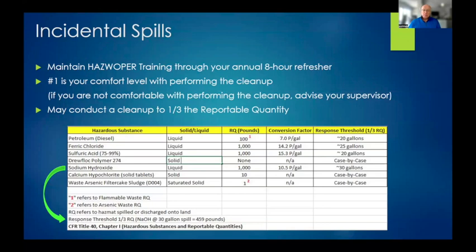Okay, so you're permitted to do cleanups up to 1/3 of the reportable quantity. As we approach those quantities, we'll treat them on a case-by-case basis.